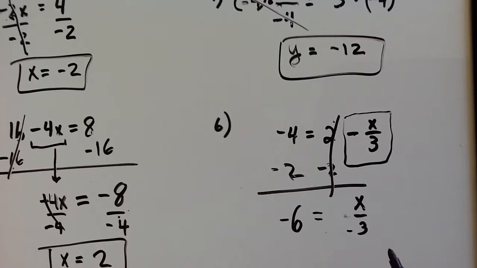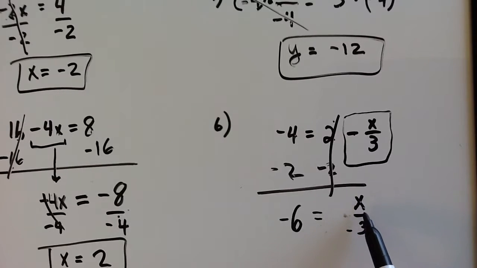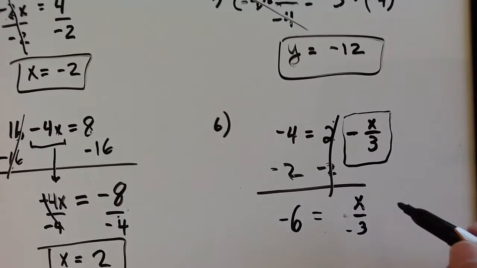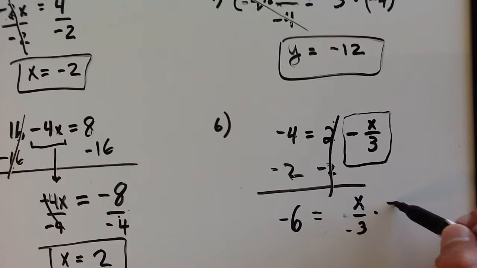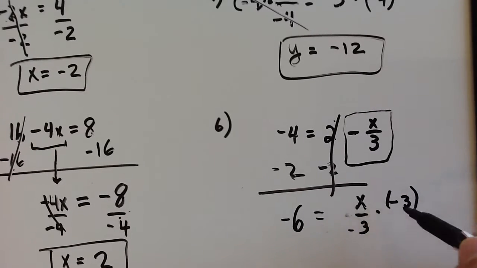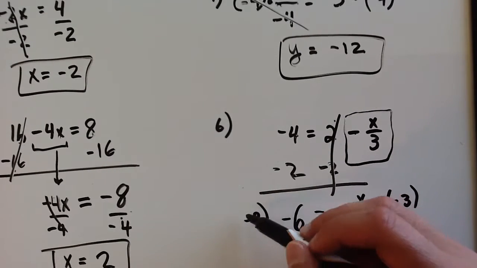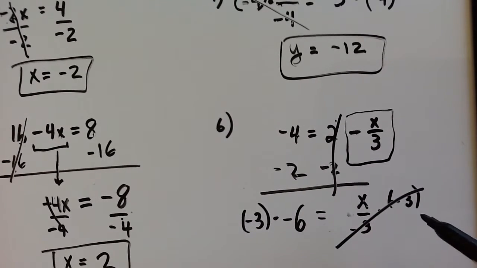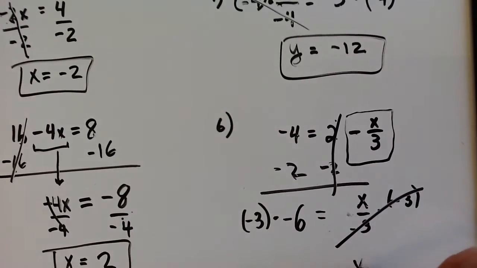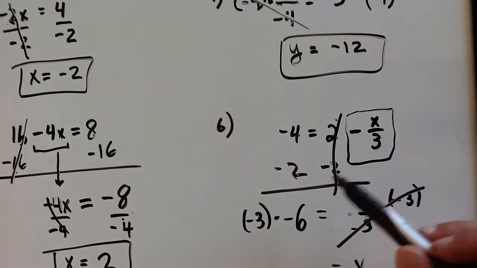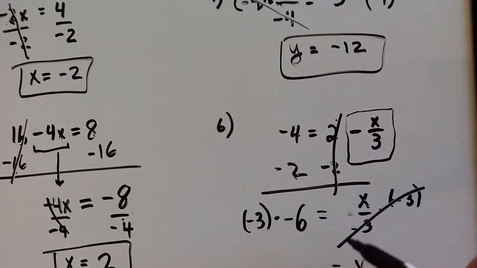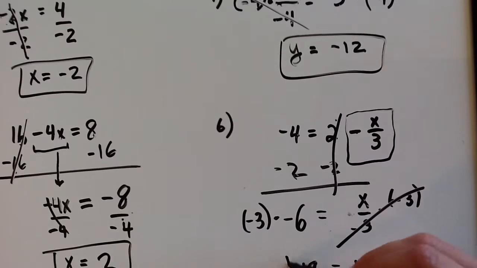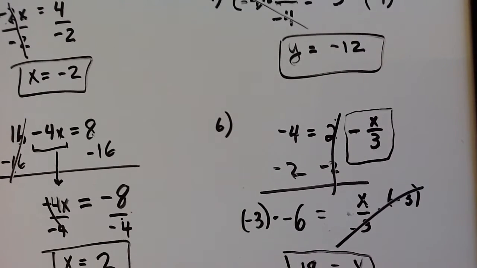So my fifth and final step is to undo this division. I am taking x and dividing by negative 3. So to undo that, I would need to multiply by negative 3, of course, on both sides. Okay, so when I do that, these negative 3's simplify to 1 times x, which is just x. That's my right side. My left side, I have negative 3 times negative 6, which is 18. So x equals 18.